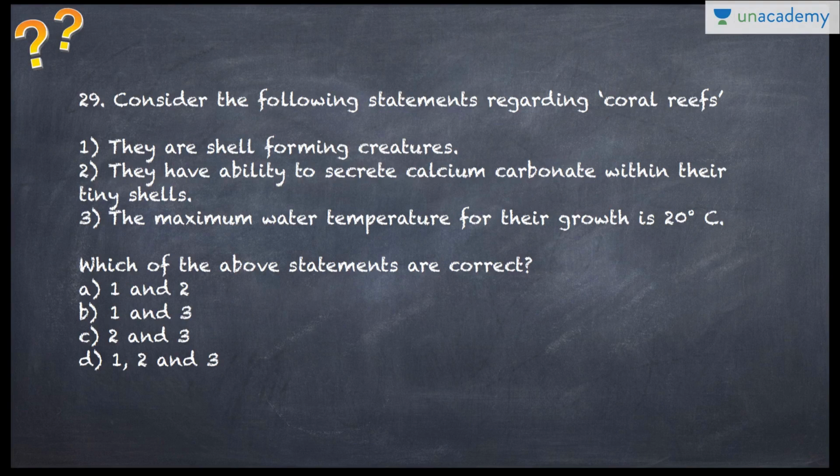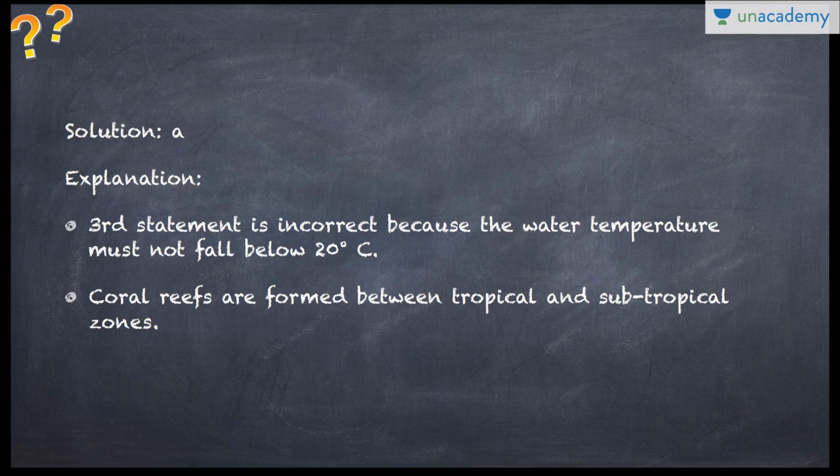Now let's talk about coral reefs. Coral reefs become very important, right? You know how the Great Barrier Reef has been diminished. They are basically shell-forming creatures. Yes, they secrete calcium carbonate, which is also right. Then they need a maximum temperature of 20 degrees. That is wrong because it is the minimum temperature. That's why the answer should be 1 and 2.